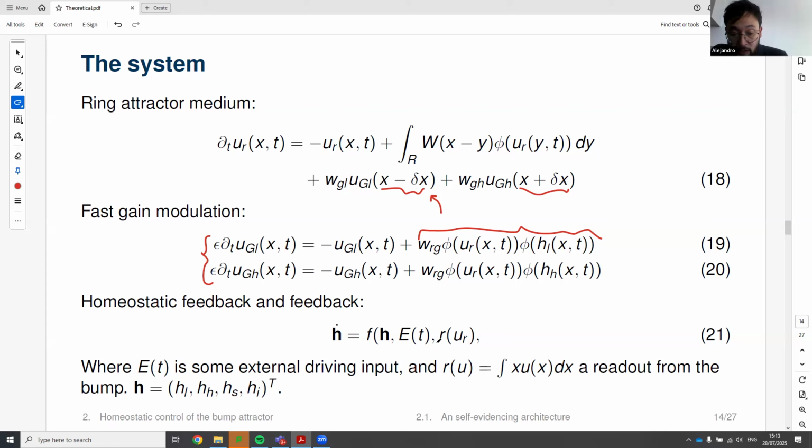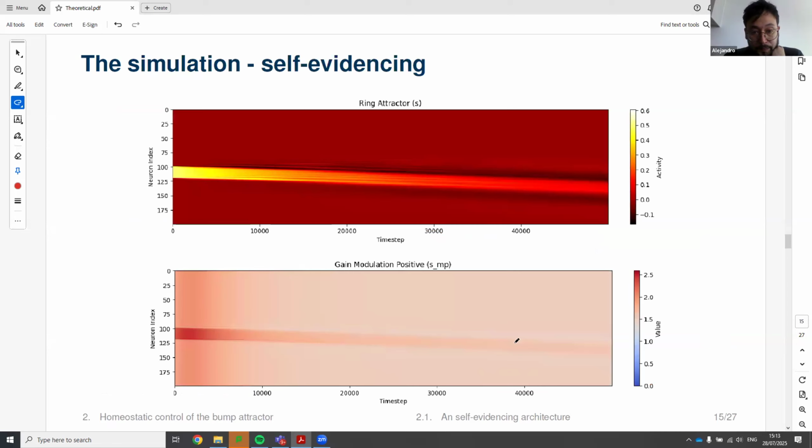Additionally, something that is important here is that the homeostatic input needs to have some sort of readout or some access to the state of the bomb. In this particular case, we are using as a readout the expected value of the bomb, which is essentially the centroid. But we can obviously use different readouts. I will show you another example in a bit.